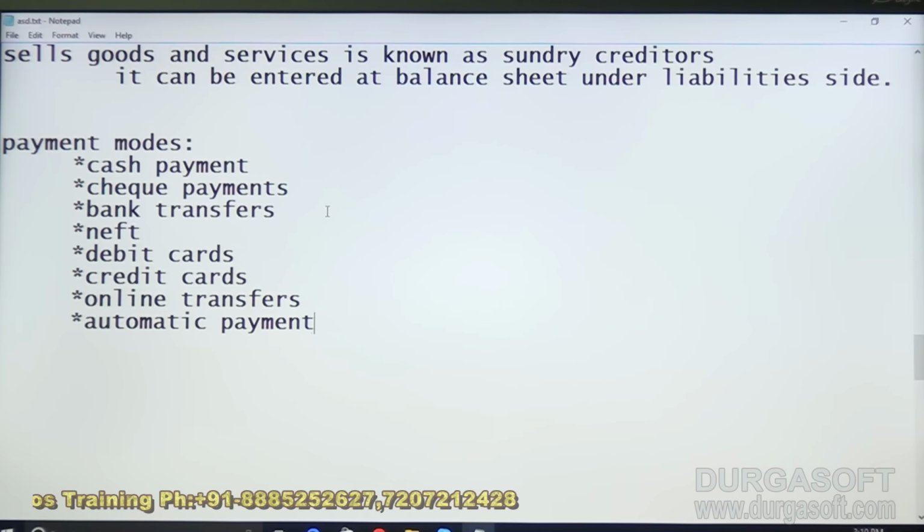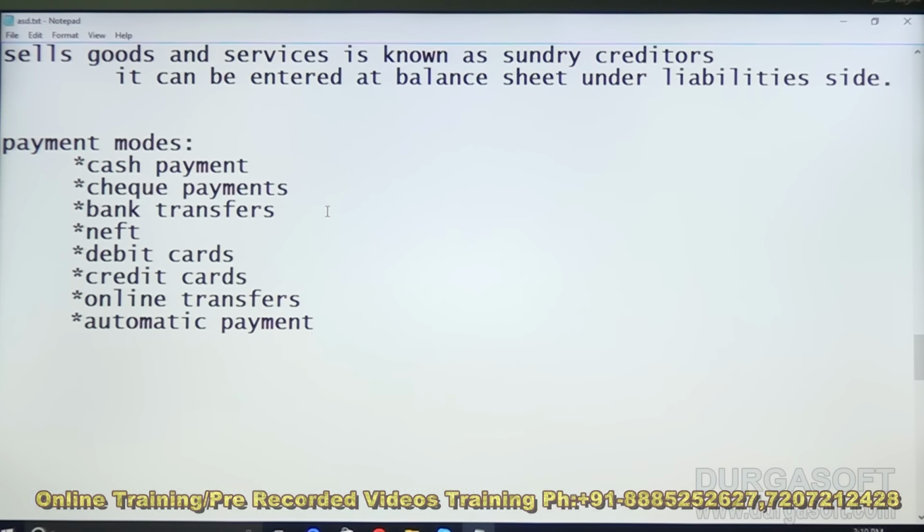So these are the payment modes: cash payments, check payments, and bank transfers through NEFT, debit cards or credit cards, and through ATMs also we can do. That is also included as debit cards, credit cards, online transfers, and automatic payments, and nowadays we have different types of transfers. On that basis we can select the payment modes, and in the same way we can receive our payments: cash receipt, check receipt, bank receipt, NEFT, debit and credit receipts. All of those come under payment modes.